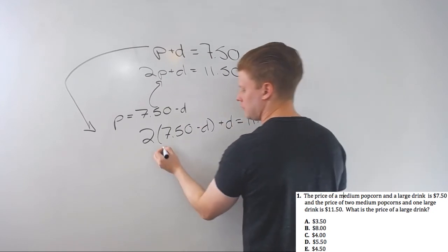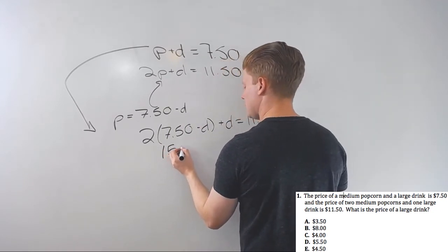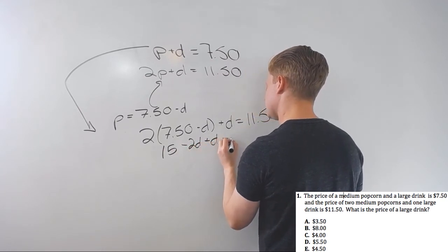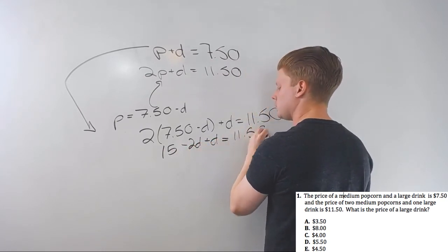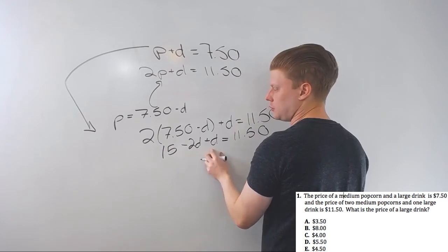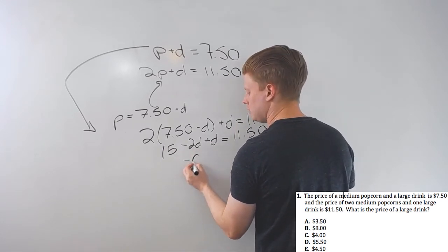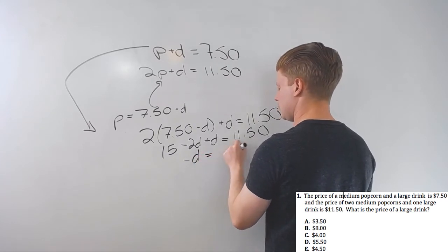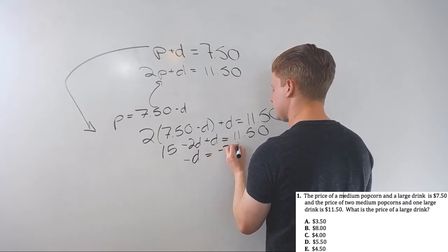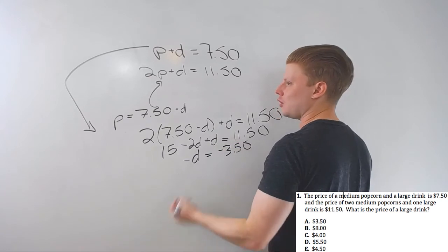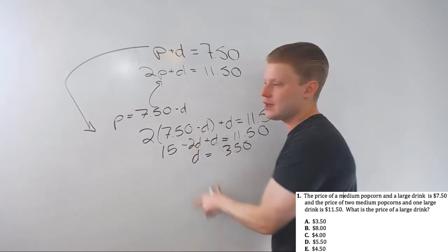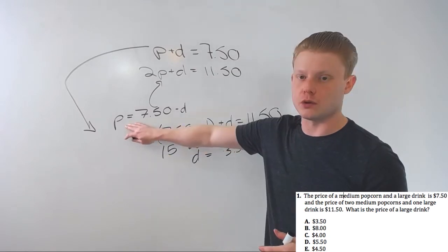Distribute my 2, $15 minus 2D plus D equal to 1150. And let's clean it up. Negative 2D plus D is negative D. Positive 15, subtract that. We'll get negative $3.50. Then divide by -1, multiply by -1, however you want to call it, equals 350. So you'd save a step that way. Rearrange for the one you don't want.